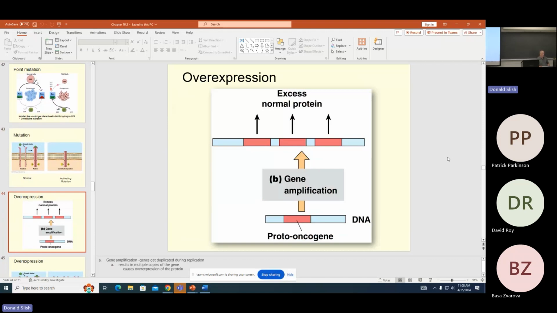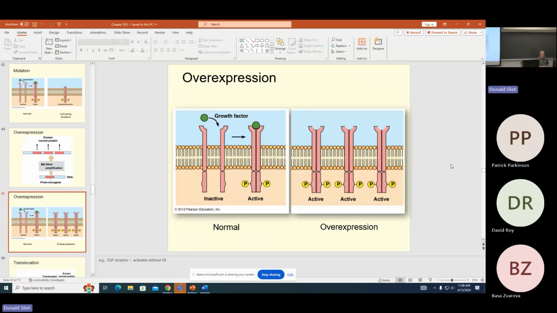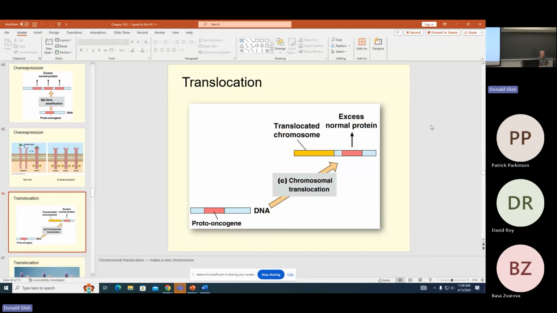Overexpression, another popular way to make a proto-oncogene into an oncogene. You can get gene duplication, which gives you multiple copies of a gene. And when you have multiple copies, you end up with more of the protein. And things like receptor tyrosine kinases, when they're overexpressed, are going to just start to activate each other because there are so many of them, they bump into each other. And it's the bumping together that causes them to activate. So that can happen with overexpression. And pretty much any other protein that's a pro-growth regulator, if overexpressed, is going to cause problems.